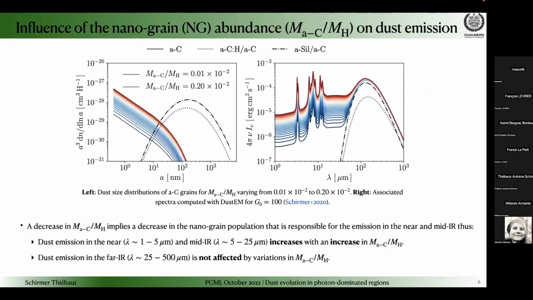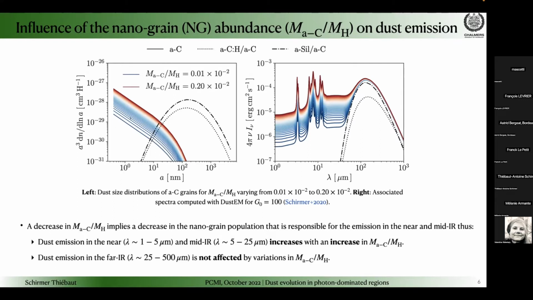So in order to fit the observations, we have to tune the THEMIS dust model for the diffuse interstellar medium, and we especially tune the nanograin size distribution. And to this purpose, we modified 3 parameters, and I'm going to show you the influence of variation in these 3 parameters on the dust emission in the optically thin limit. So the first parameter we vary is the nanograin abundance. And on the left, you have the size distributions, and on the right, you have the associated spectra.